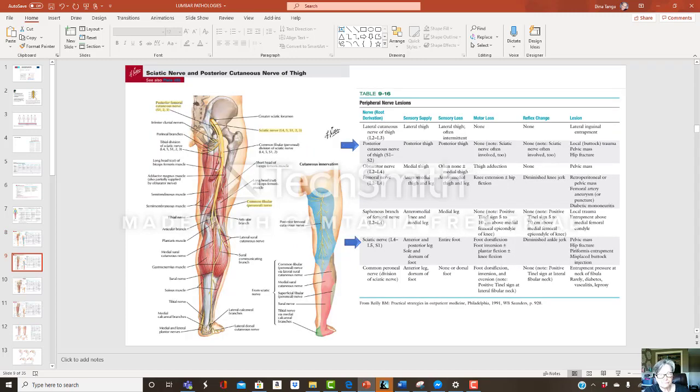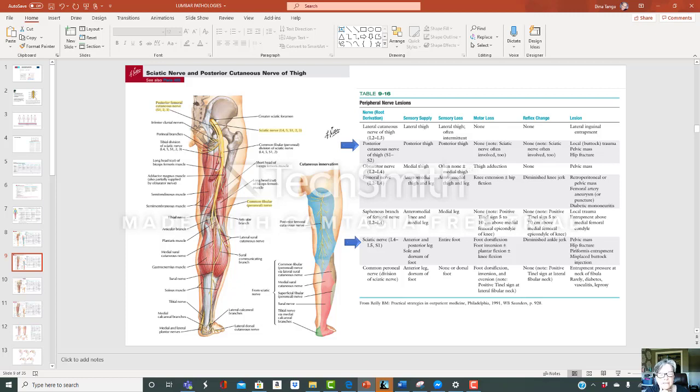Sciatic nerve and the posterior cutaneous nerve of the thigh. Let's start with the posterior cutaneous nerve of the thigh. You see in the Netter's picture, it's highlighted. It's right next to the sciatic nerve. It's S1, 2, and 3 in the Netters, and then in the table, it only says S1 and S2.